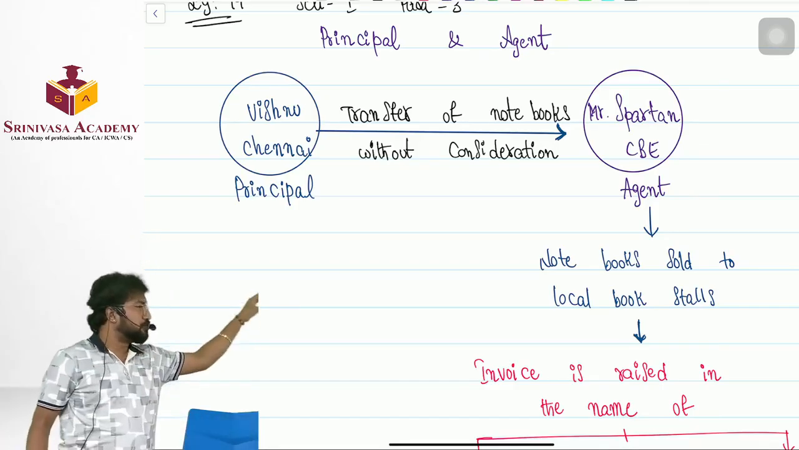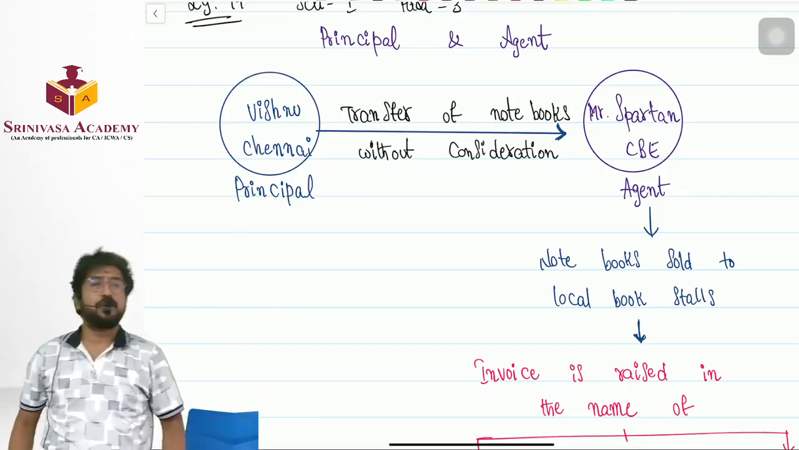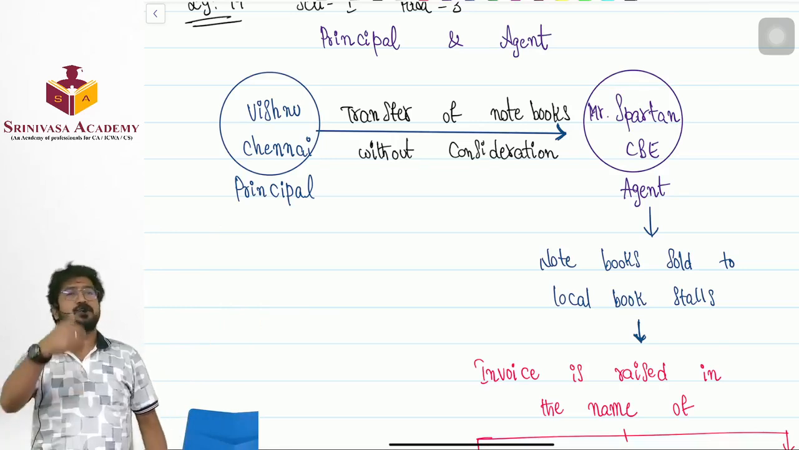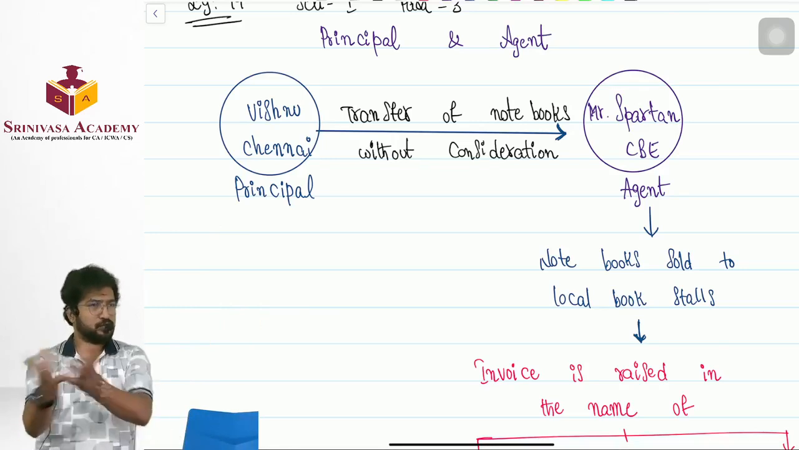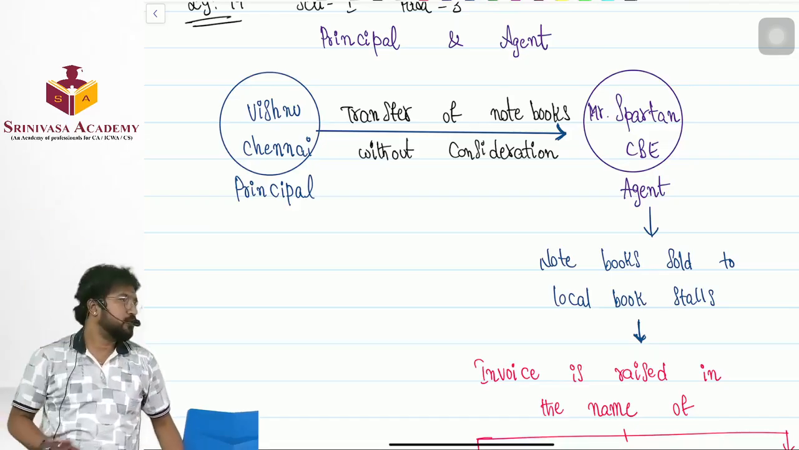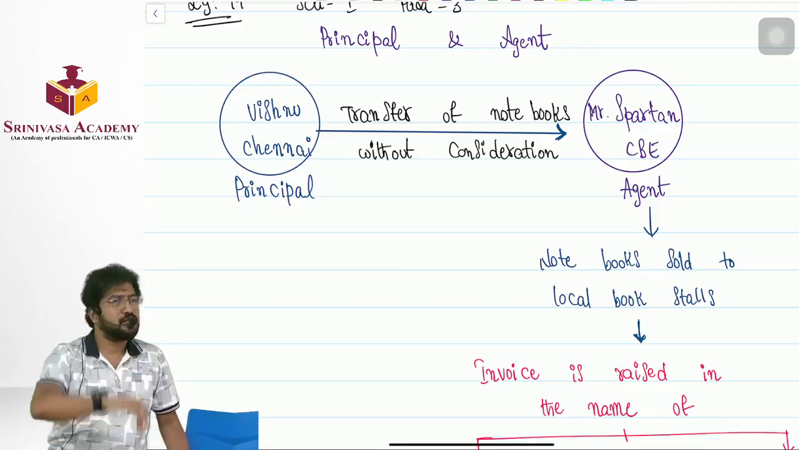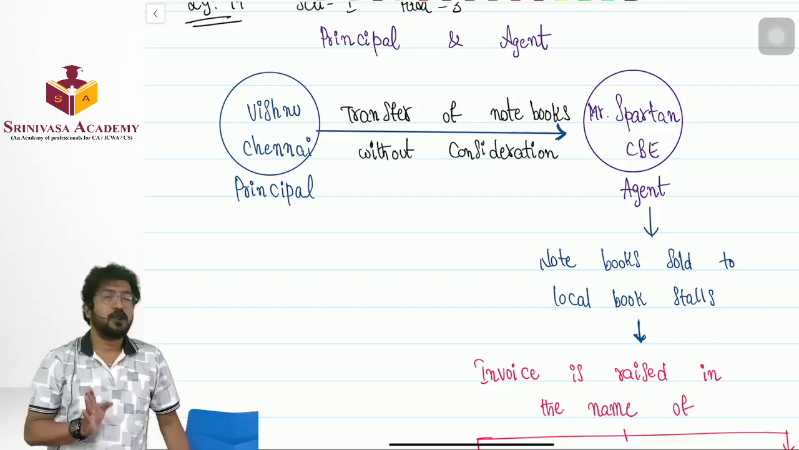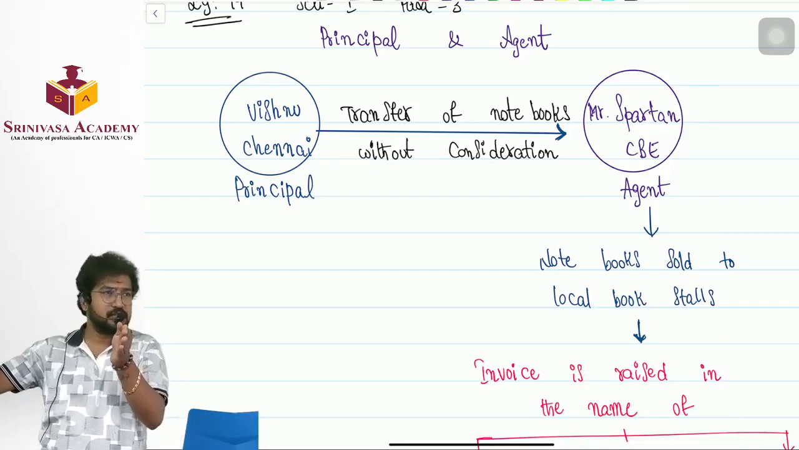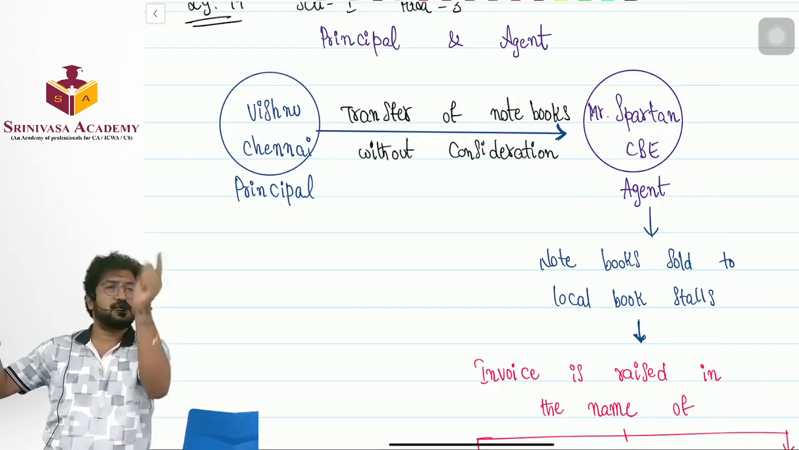Vishnu is the principal from Chennai, and he has an agent in Coimbatore called Spartan. To Spartan, I am sending some notebooks. That is my business, the notebooks business. I am asking him to sell there, to identify notebook stall owners, bookstall owners, and sell to them. Goods I am sending from Chennai to Coimbatore, with consideration or without consideration? Is this supply or not is the question.